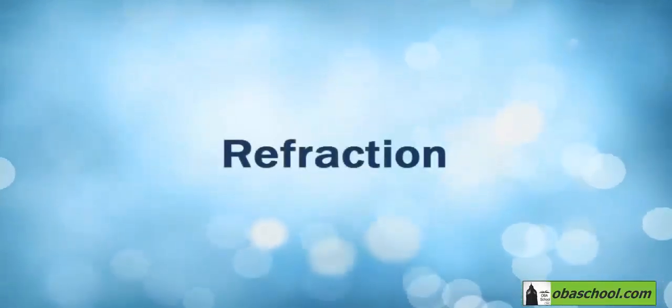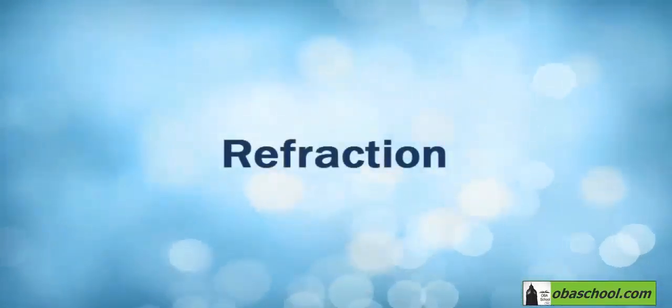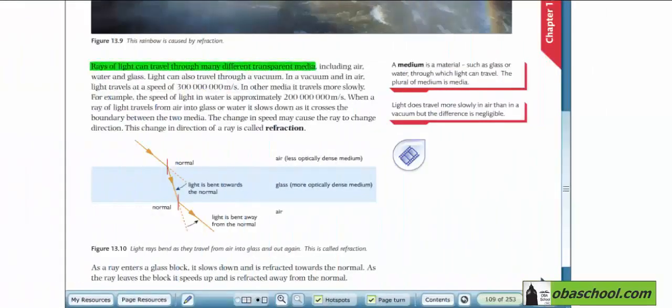Refraction. We will learn in this video about the refraction of light. Light rays can travel through many different transparent media, including air, water, and glass. So when light travels from one medium to another, it undergoes a change in speed and therefore a change in the direction of propagation of the rays, which is called refraction.